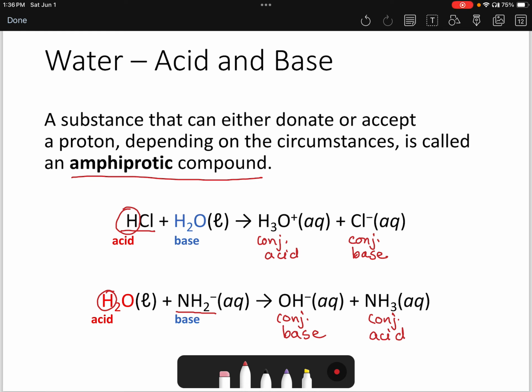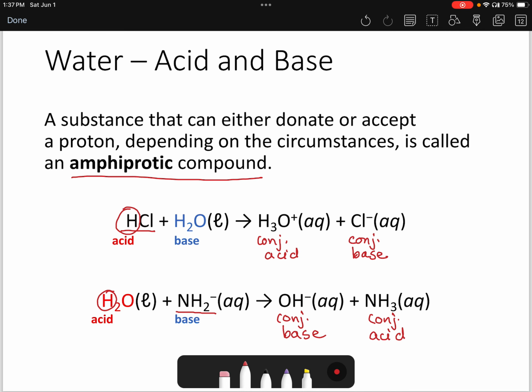So it really just depends on the relative acidity or basicity of what water's reacting with. So water tends to be neutral, right in the middle of acids and bases. So if we give water an acid, water relative to the acid will be basic. But if we mix water with a base, relative to the base, water is acidic. So it just depends on what we're mixing water with.